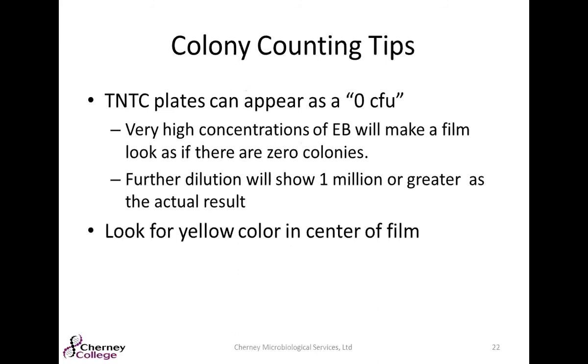You'll also want to be aware of those TNTC plates, as I was just talking about, that can appear as 0 CFU. Very high concentrations of EB colonies will make a film look like there are 0 colonies present. Further dilutions will show, like in the picture represented earlier, more than 1 million or greater as your actual result. So taking the time to do those extra dilutions is going to help you out. And when you come across something like that, you want to look for that yellow color in the center of the film, like we talked about earlier.